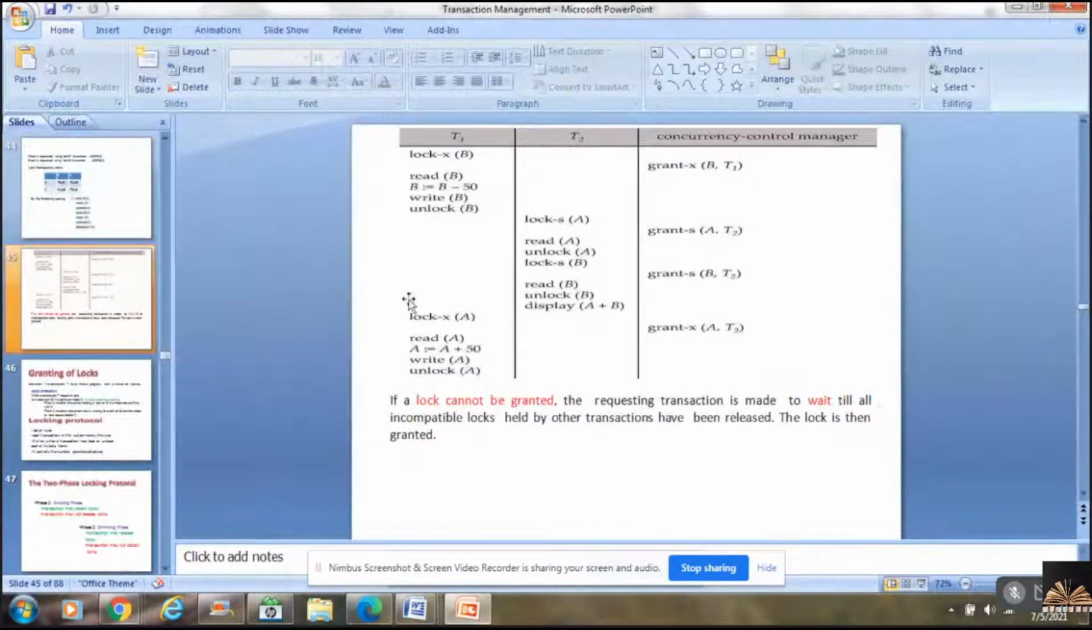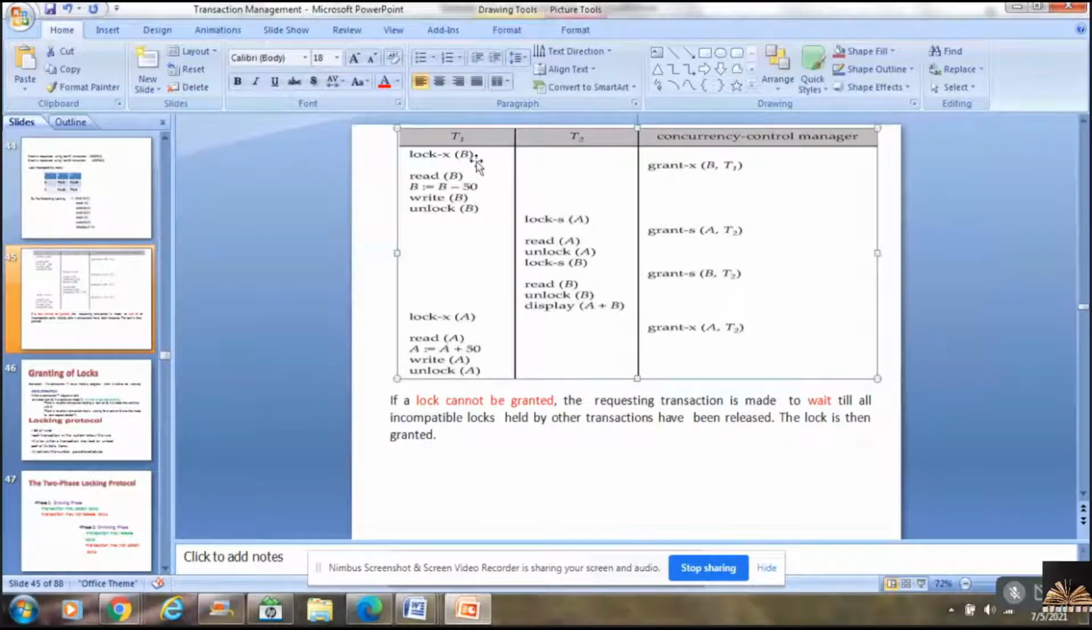Okay, this is an example of how we are performing a lock. See, the first statement, lock-X on B. The concurrency control manager is granting transaction T1 an exclusive lock on B because no other transaction has acquired an S lock or X lock on that particular database item B. Then what I'm trying to do is read the value of B. B is equal to B minus 50. Write the value of B, and I'm trying to unlock B so that it can be used by something else. And there is an interleaving between T1 and T2.